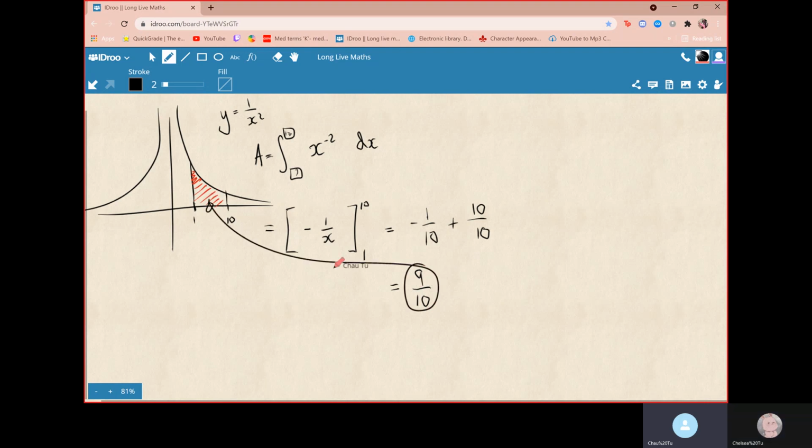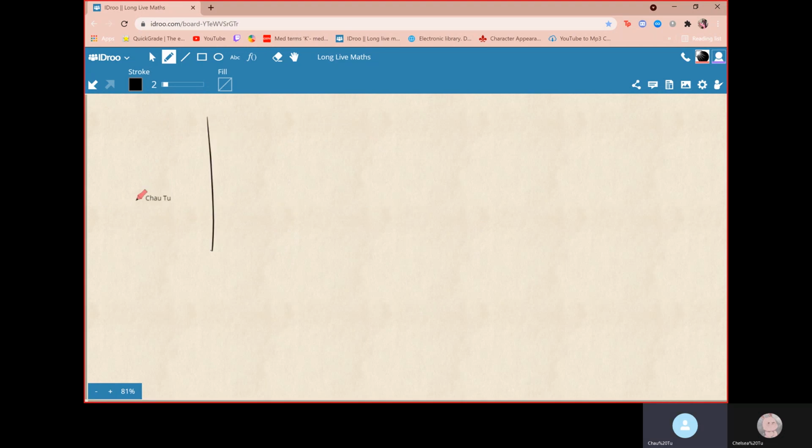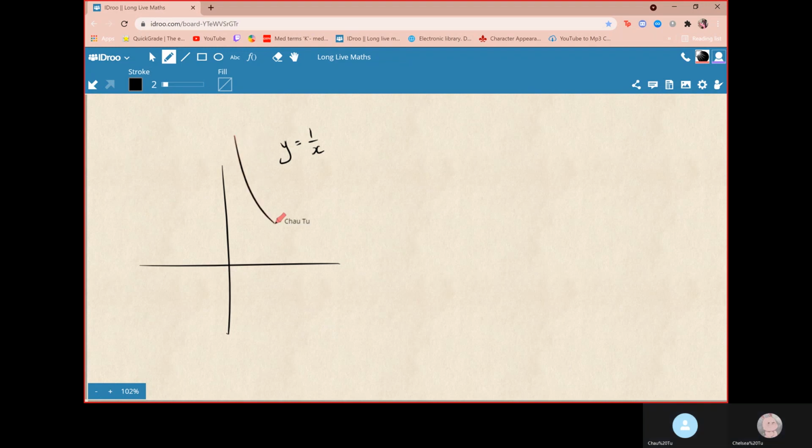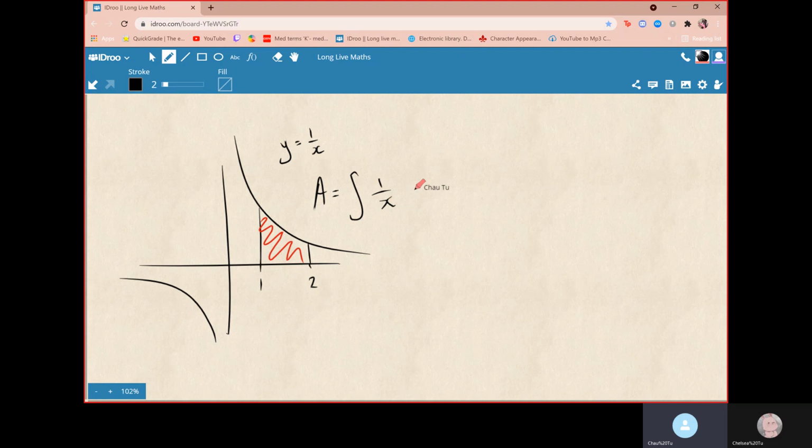Now the next one, Chelsea: y equals 1 over x. What does that look like? Cool. So I'm just going to prettify it. From 1 to, let's say, 2. What's this area here, Chelsea? That area is equal to the integral of 1 over x dx from 1 to 2. Are you okay with that?